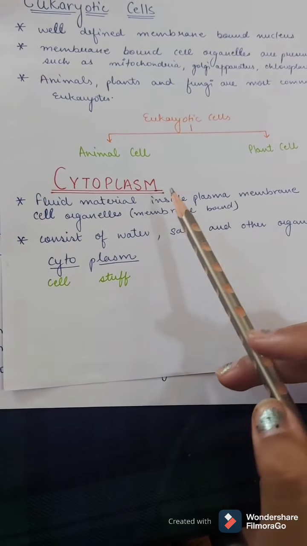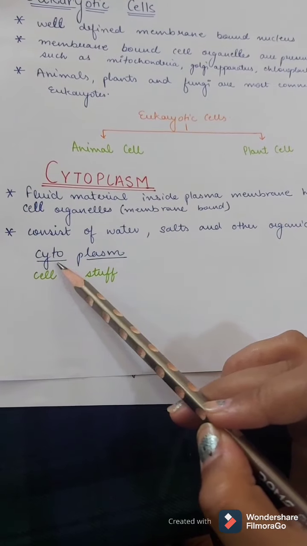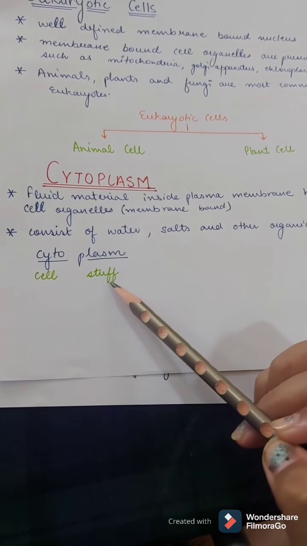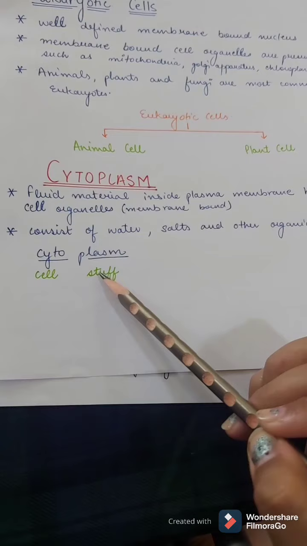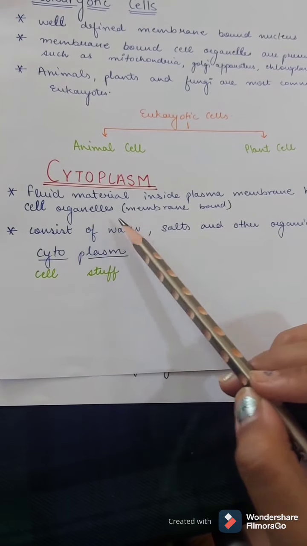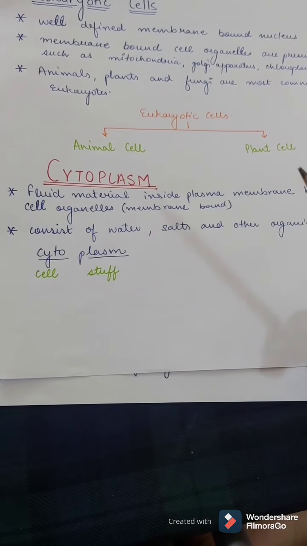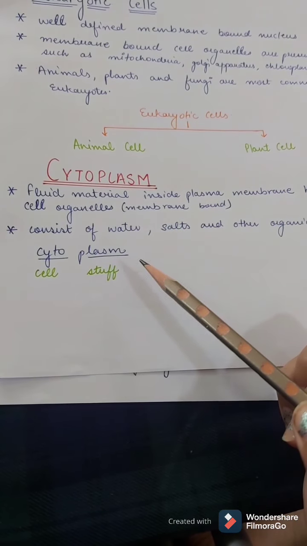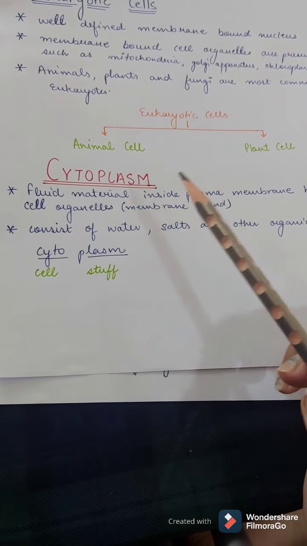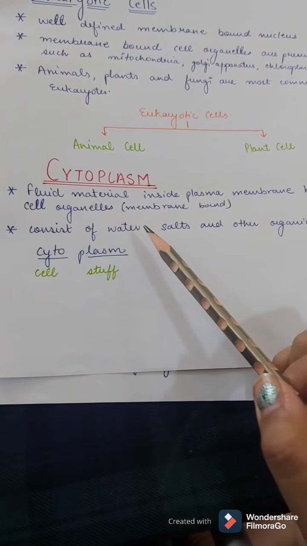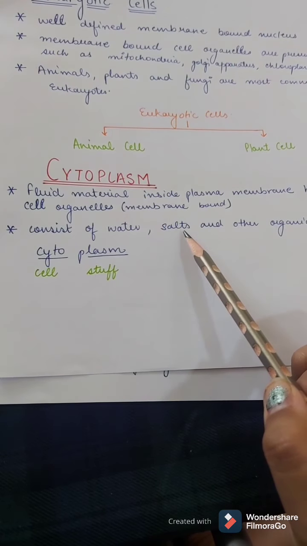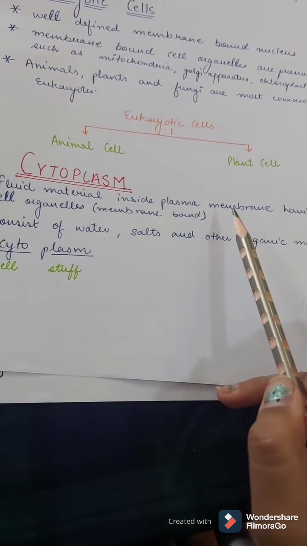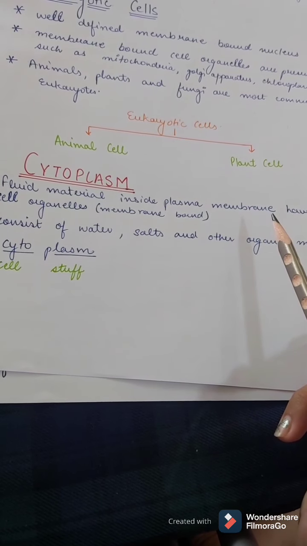Cytoplasm. Cyto means cell and plasm means stuff. So cell stuff: it is a fluidic material which is present inside the plasma membrane and it consists of all the cell organelles which are membrane bound. Cytoplasm is mainly composed of water, different types of salts and other organic molecules.